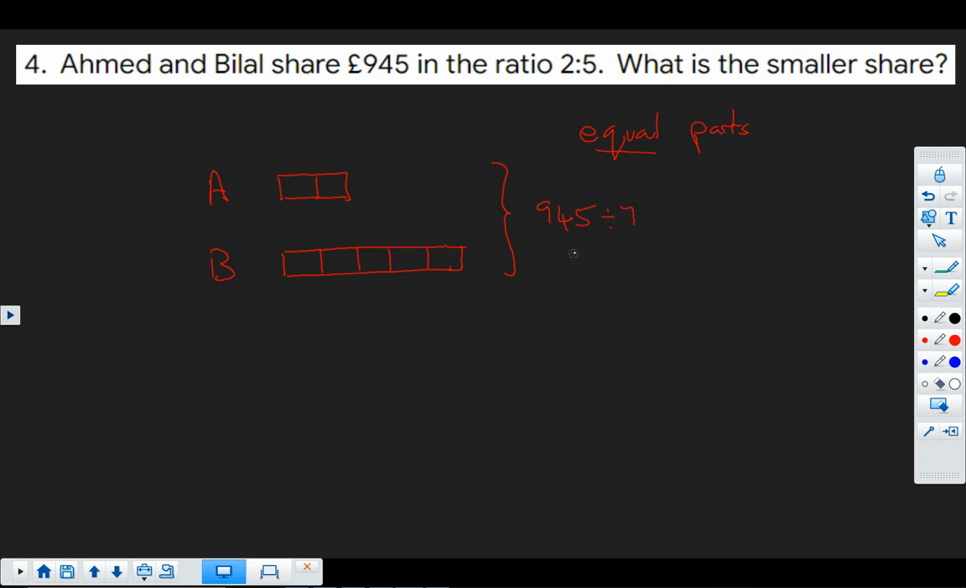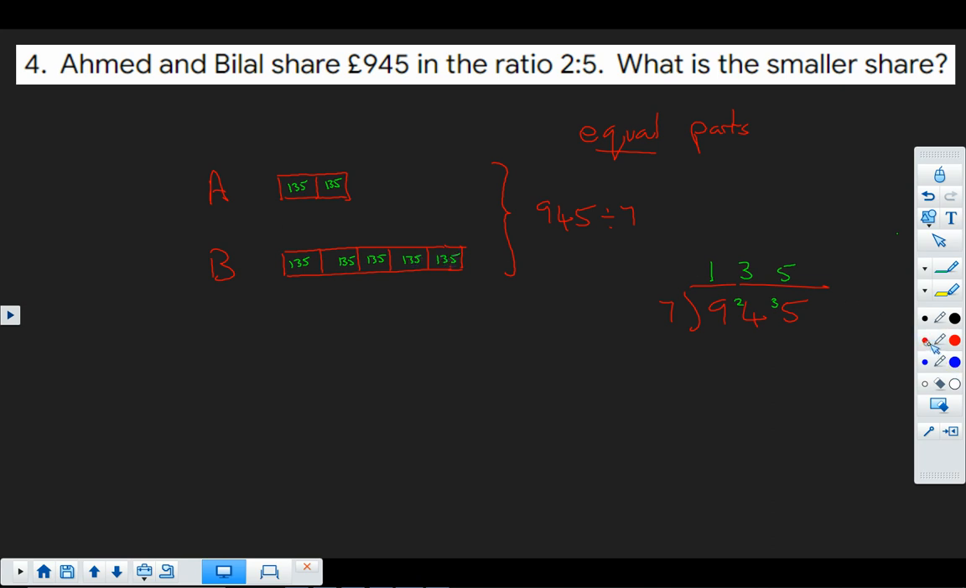So our starting point is to find out what one of these parts is. So we're going to divide this by 7. Let's do that division. How many 7s go into 9? 1 with the remainder 2. How many 7s go into 24? 3 with the remainder 3. And how many 7s go into 35? Well, that's 5. And the key thing here is that because these are equal parts, that's telling us that all of these 7 parts are 135.